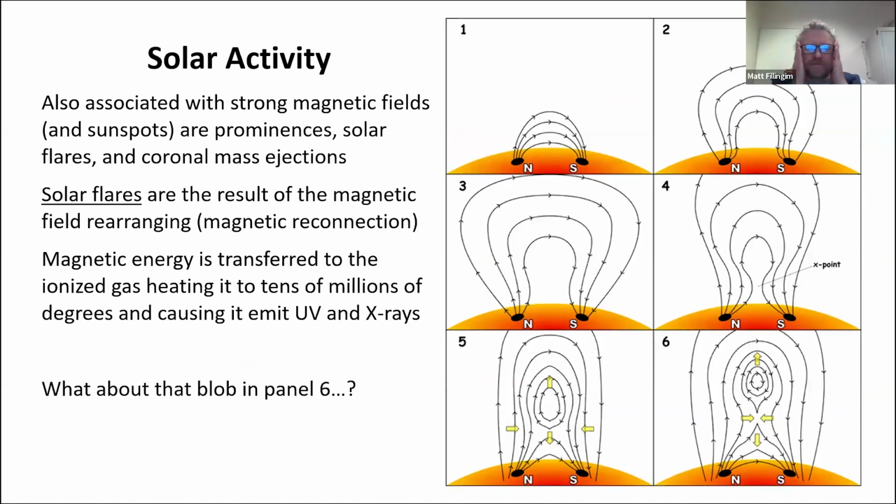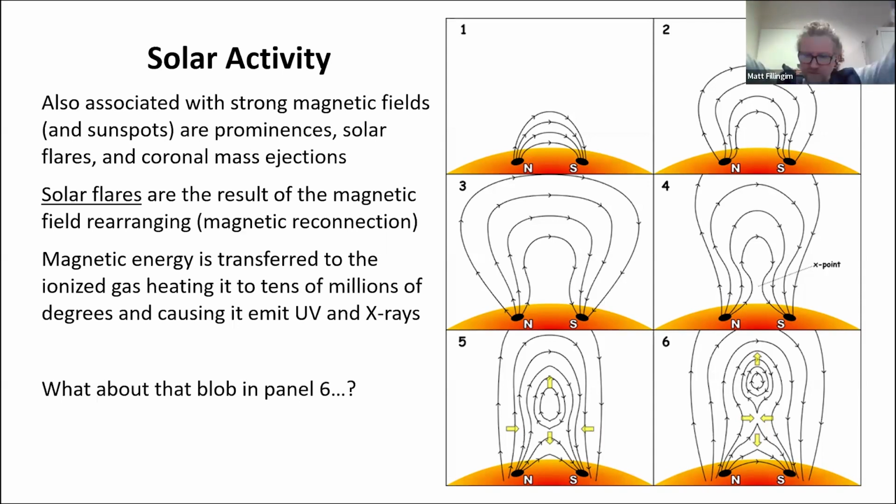Okay, and so the idea we have in our head is that this big bright release of energy in a solar flare is a result of the magnetic field rearranging. The technical term we use is magnetic reconnection. Basically, just the magnetic field rearranging itself. And when that happens, the magnetic energy is transferred to the ionized gas, and it heats it to tens of millions of degrees, and causes that ionized gas to emit ultraviolet light and X-rays. We think also this process helps heat the corona.